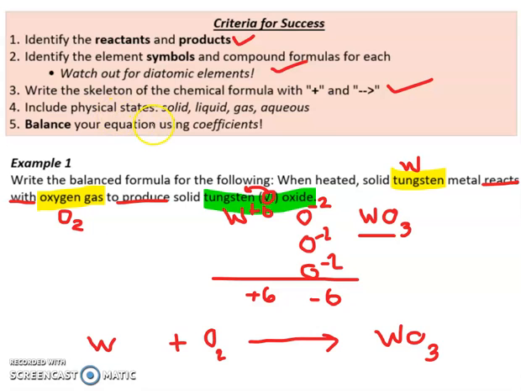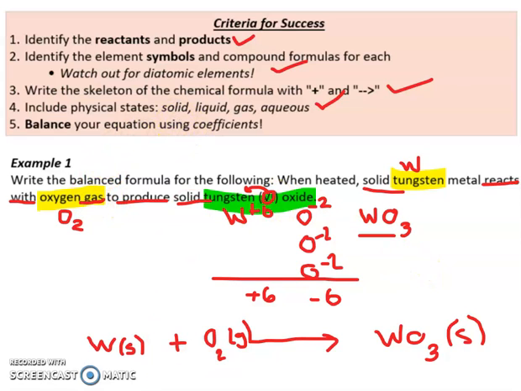Now I have to include the physical states, meaning solid, liquid, gas, aqueous. Usually, if this is a requirement, the problem will tell you. So it does tell me I have solid tungsten. So this one is actually (s) for solid. Oxygen gas, so this one is actually (g). And I have solid tungsten oxide, so this one is going to be (s). All right, so I did my phases.